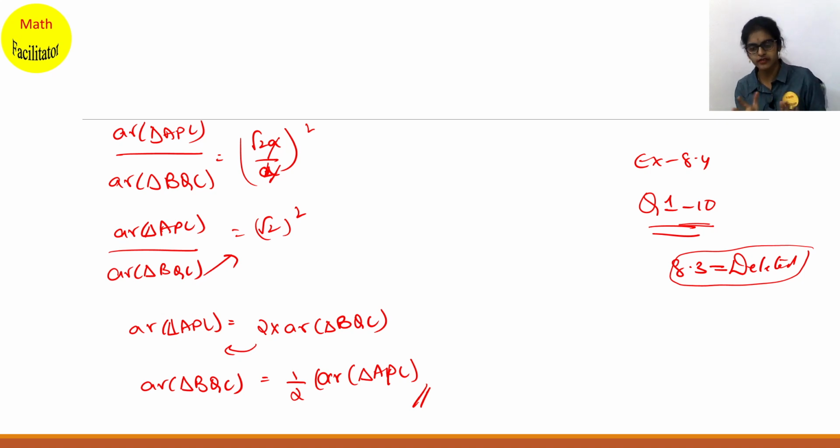I just wanted to give them to you for your understanding. But as per your syllabus, only problems 1 to 10 are there. Questions 11 to 14 are based on the deleted syllabus 8.3, so that is the reason these four questions are also deleted. Clear? So all the best.